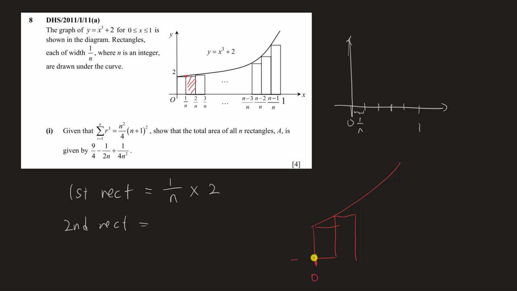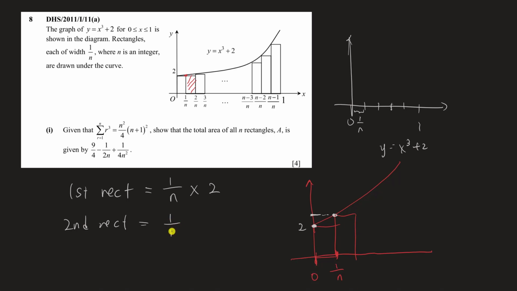this is 0 on the x-axis. This is now 1 over n on the x-axis. What is this point here? Just now, we sub in 0 into the curve, right? x cubed plus 2. So 0 cubed plus 2 gives you 2. What about this? To find this, all we need to do is sub in 1 over n, and we'll find the y coordinates, which turns out to be the height of the second rectangle. It would be (1 over n) cubed plus 2 times the breadth, which is 1 over n.